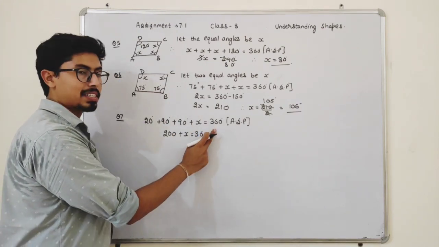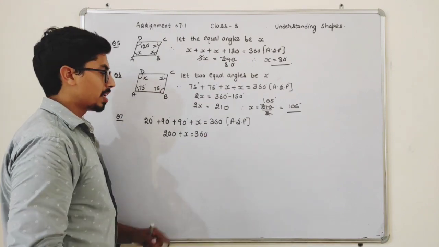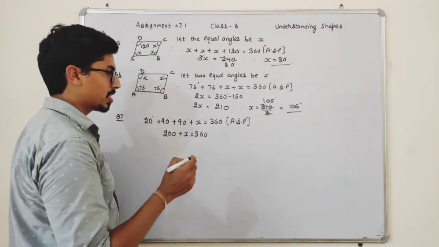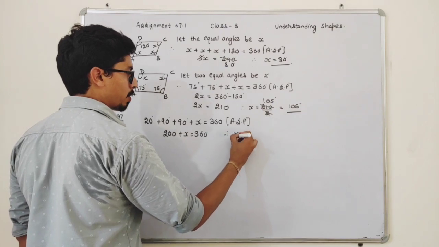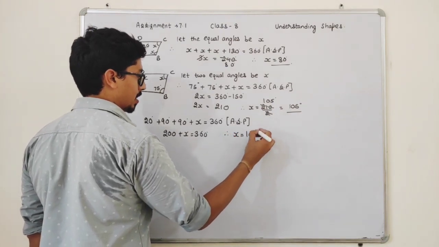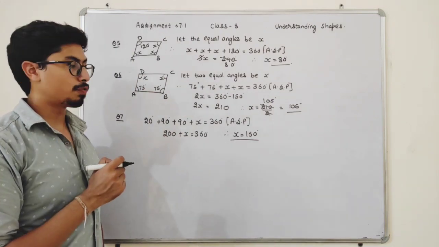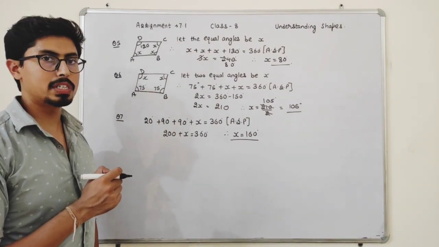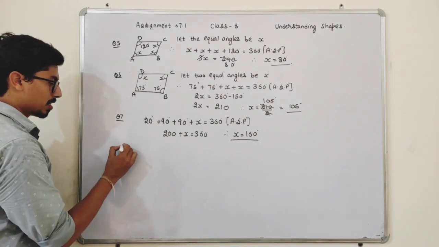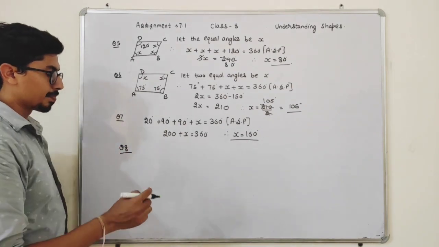200, when it goes to the right hand side, it will be in subtraction. So 360 minus 200 will be 160. Therefore x is equal to 160 degrees. And this is the measurement of the fourth angle. So the fourth angle will be 160 degrees. Okay students. Now the next question, that is question number 8.